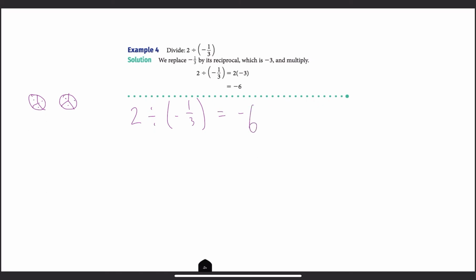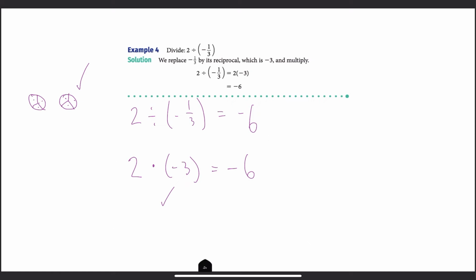Now, what does the algorithm say? The algorithm says instead of dividing by 1/3, you can multiply by its reciprocal. The reciprocal of -1/3 is -3. 2 times -3 is -6. So you can get there visually, you can get there numerically, and I really recommend you practice this multiplying by the reciprocal, because it's going to come in handy.